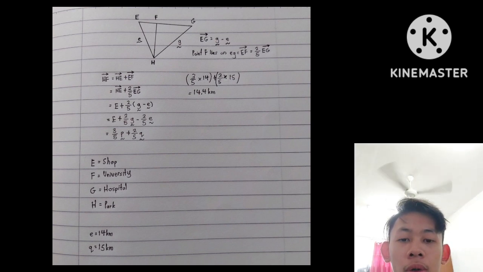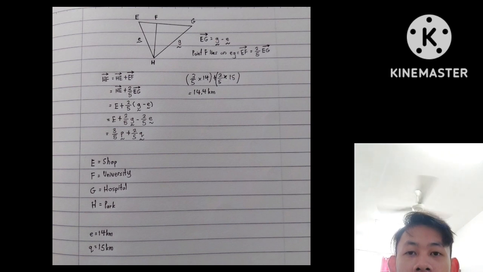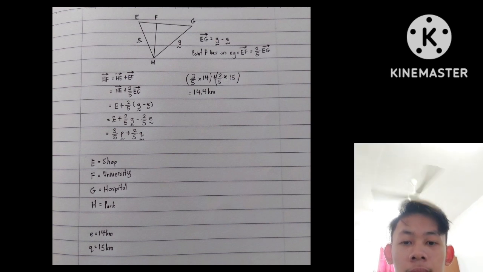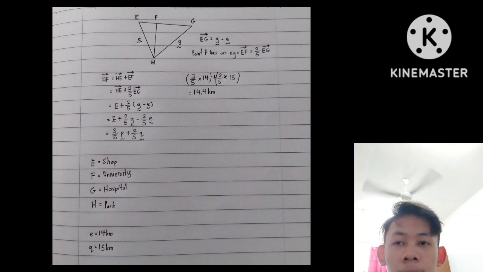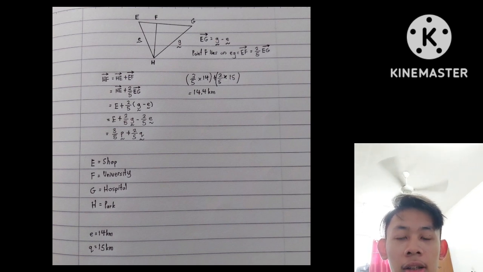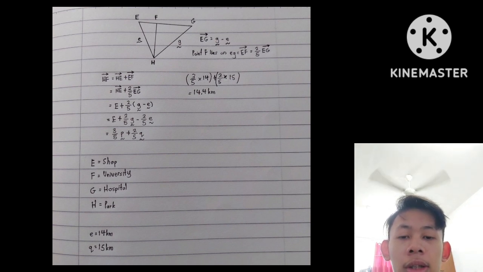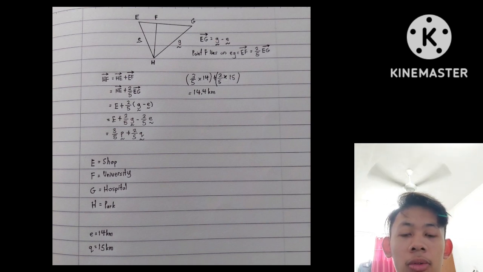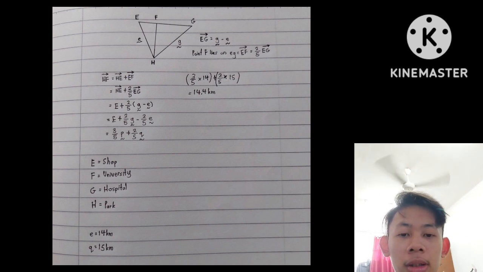Okay, now we want to apply this vector and scalar in architecture. For example, we want to find the straight line H to F. We can substitute the values of E and G. For example, here I write E is 14 km and G is 15 km. Now we can substitute it here: 3 over 5 times 14 plus 2 over 5 times 15, and we will get 14.4 km. Thank you.